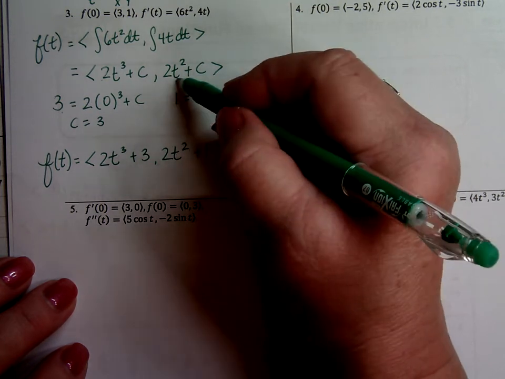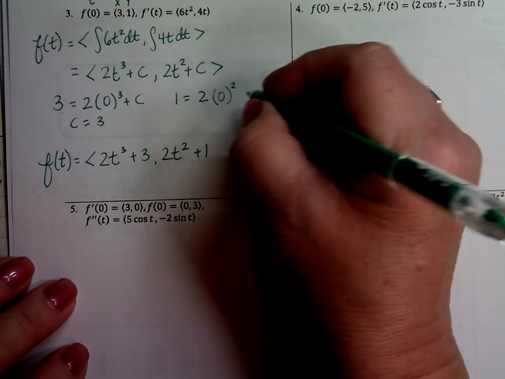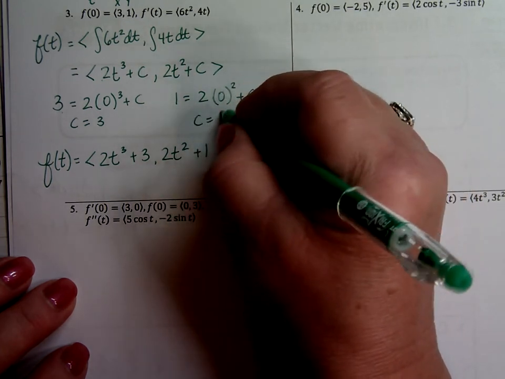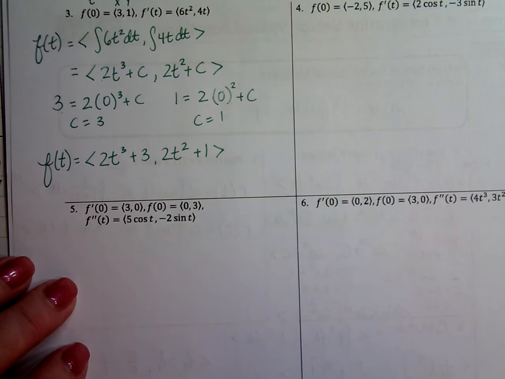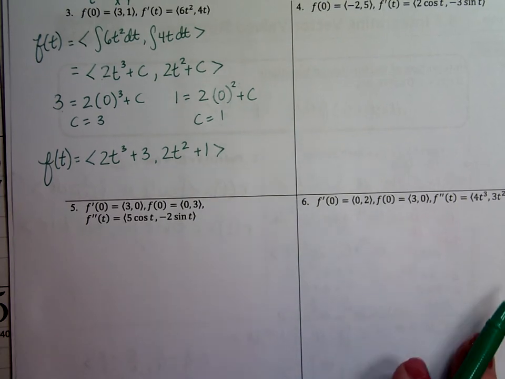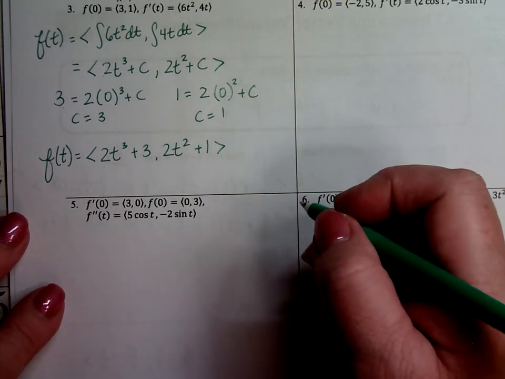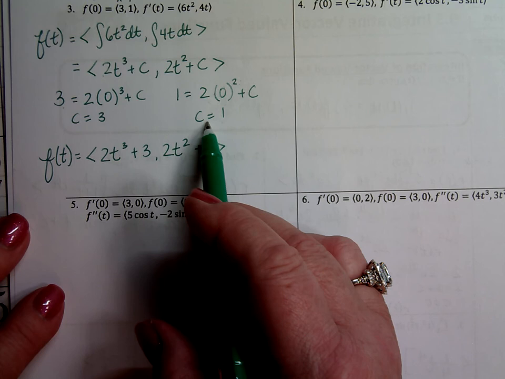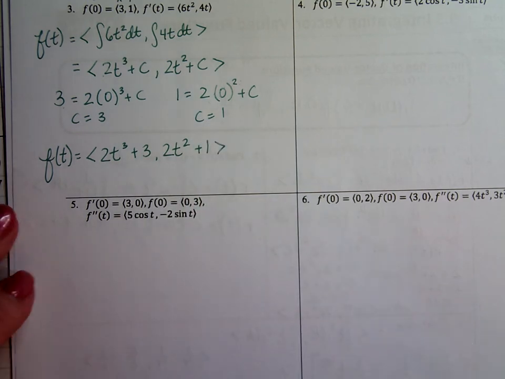So t is 0. That's going to give me a 0 for this guy, so c is 1. All right, I'm going with it. Let me just say that when I originally did this, I said that c was -1. But I think I disagree with that, so c is 1. All right, that's number 3.